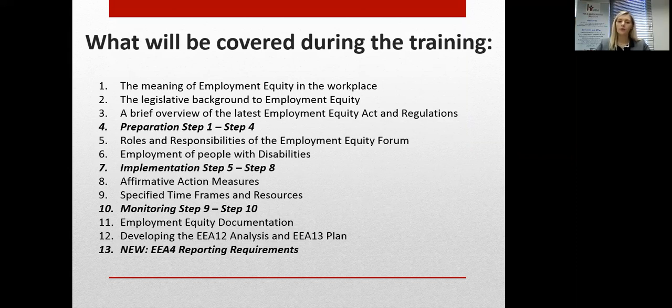background, a brief overview of the latest Act and regulations, preparation from step 1 to step 4, consisting of roles and responsibilities of the forum members, people with disabilities, your implementation from step 5 to step 8, which includes your affirmative action measures, specify timeframes and resources.